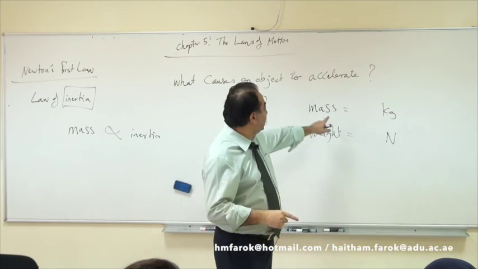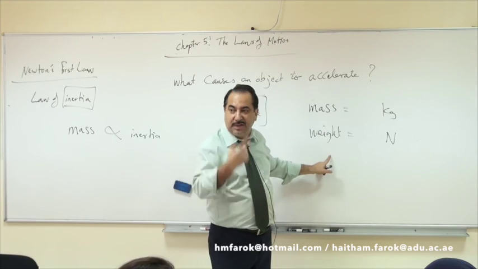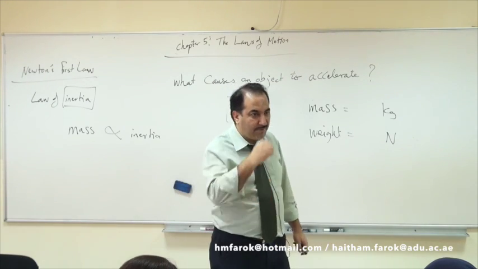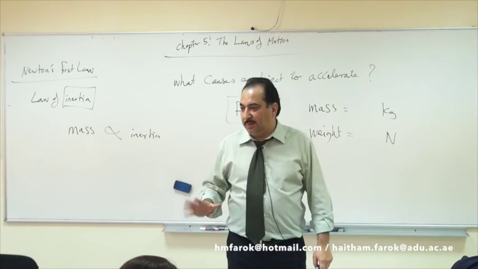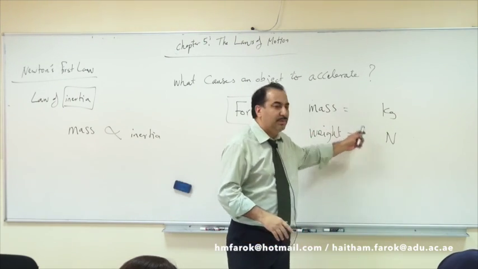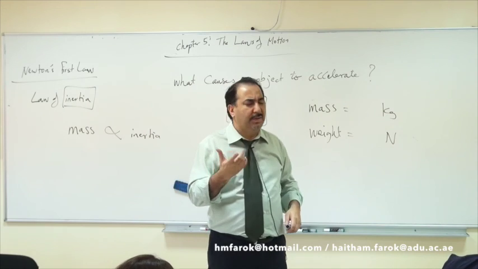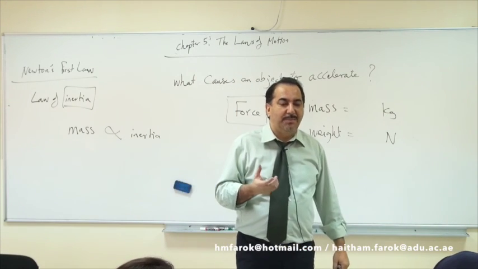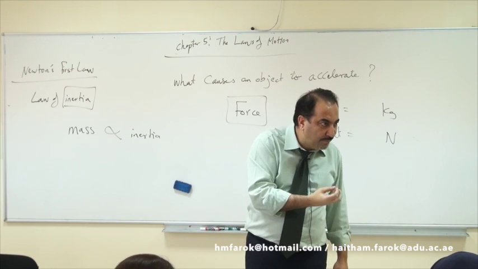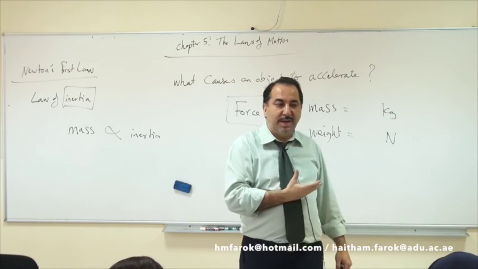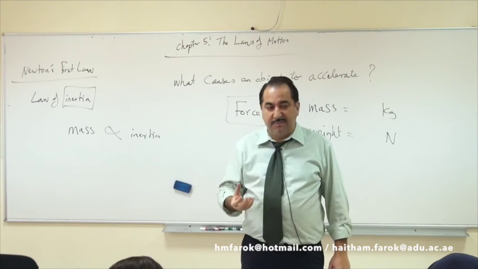And there's a difference. Mass is a scalar. Weight is a vector, with direction: the force of gravity. So when we say weight, we mean the force of gravity, in newtons. But when we say mass, we mean the mass, in kilograms. Now, how do you define mass? Mass is the amount of substance. But weight is the force of gravity.